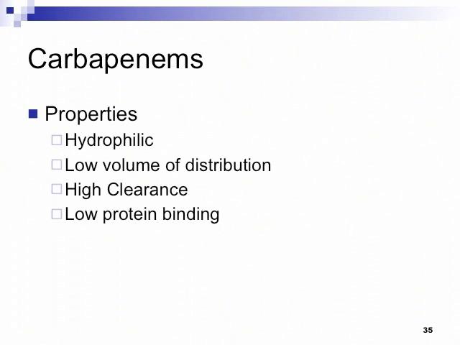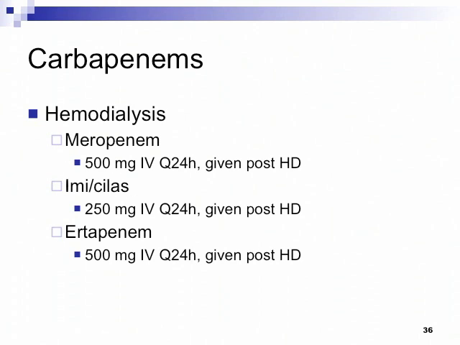Now the carbapenem. Carbapenem is a beta-lactam, so it's hydrophilic. It has a low volume of distribution. It stays mostly in plasma, and it has a high clearance and low protein binding, the same as aminoglycoside. For hemodialysis, meropenem is 500 milligram Q24, and of course we put in the order to give after hemodialysis. We don't want to give before hemodialysis, because then it gets dialyzed and not much is left in the system. For Primaxin, lower dose, 250, ertapenem 500, and you see that it's more like half of the standard dose, right?